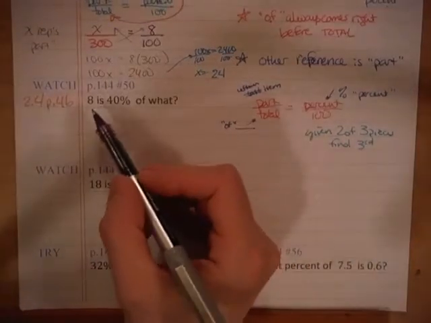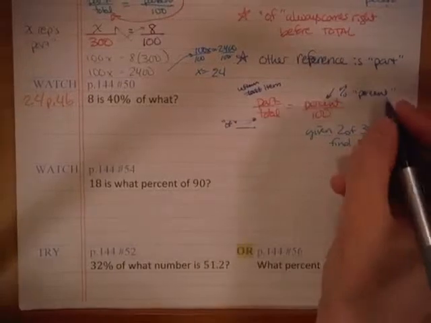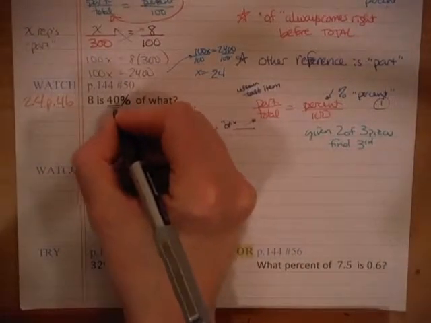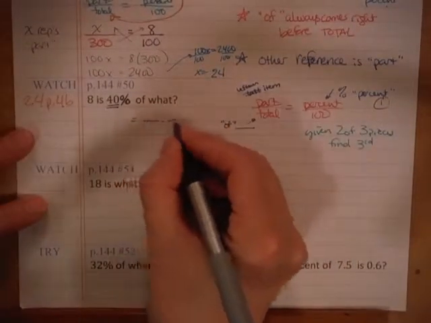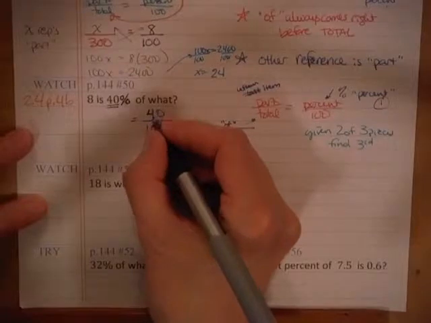Okay, so let's look at what they give us. In number 50, 8 is 40% of what? Very first thing I look for is the percent. In this case, there it is, a percent sign. So that number right there goes over 100. Part over total equals percent over 100.